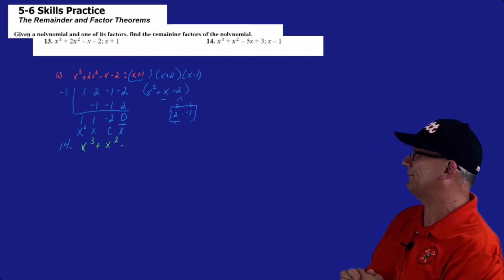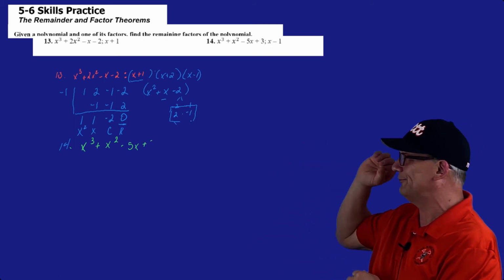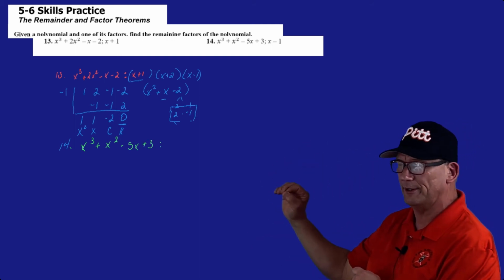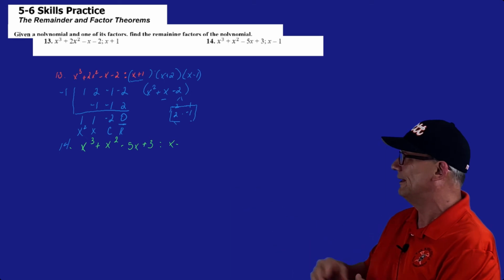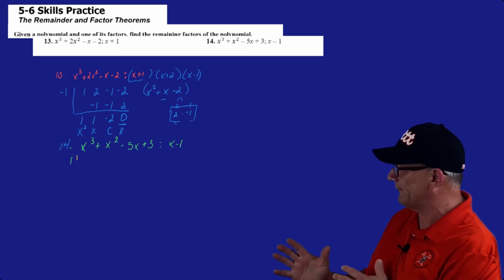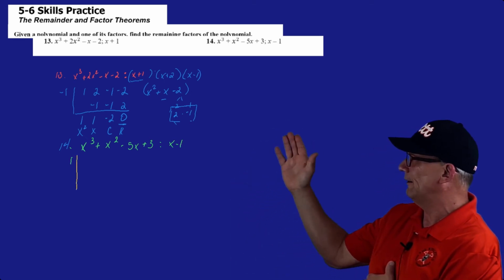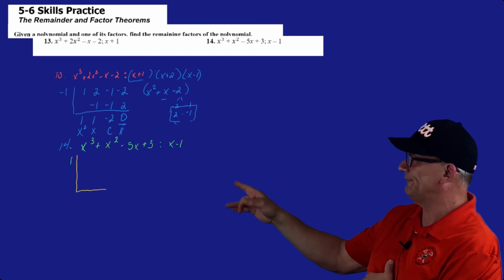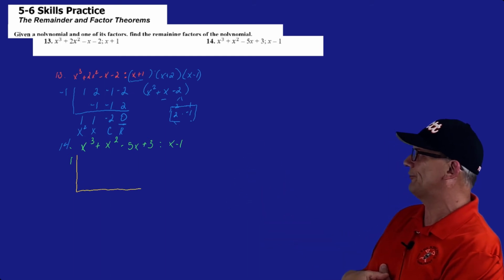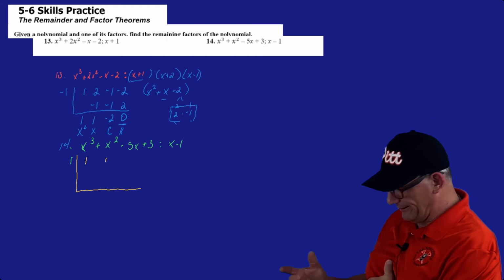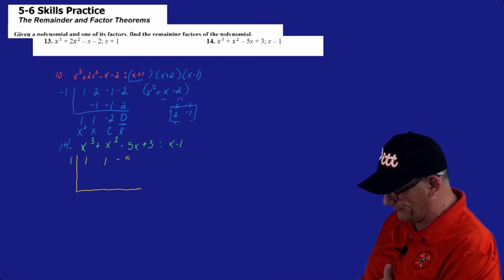All right, so the same thing applies here. We have x minus 1 we're supposed to divide by. So that means we're dividing by a positive 1. It's always the opposite value. Now, when we do that, we're going to use 1, 1, negative 5, and 3. And all the other steps are the same, right?